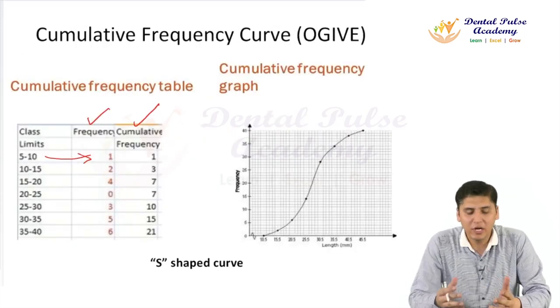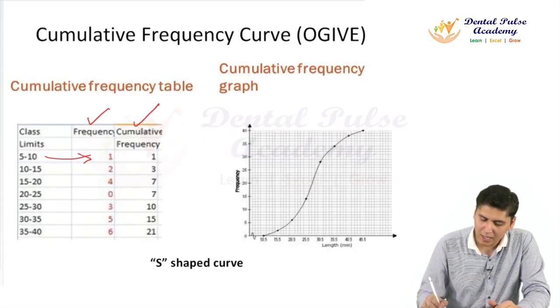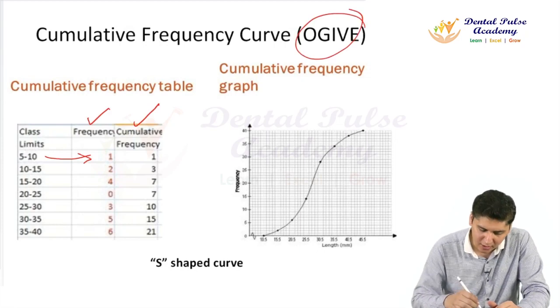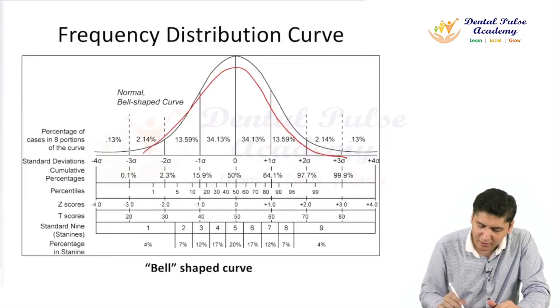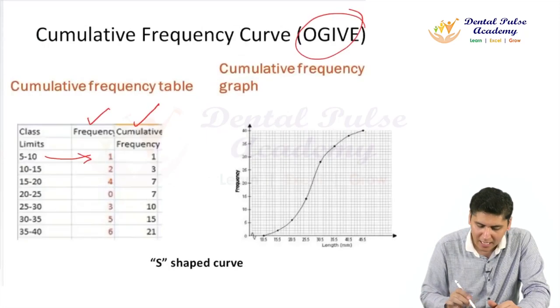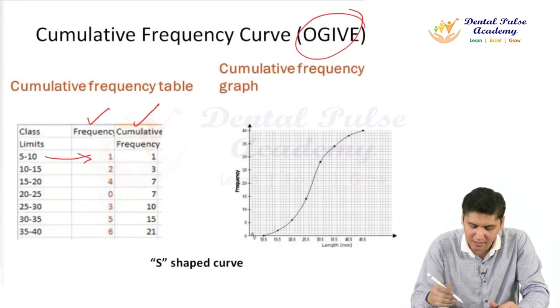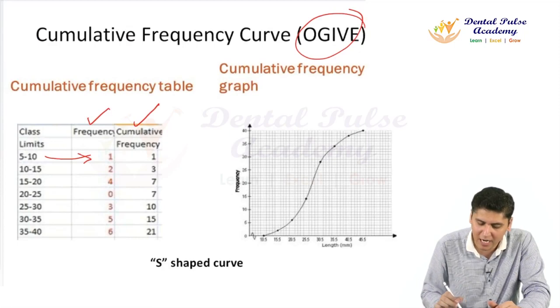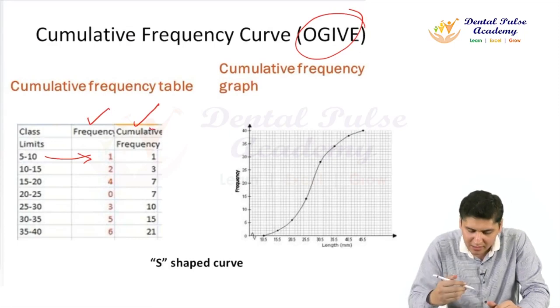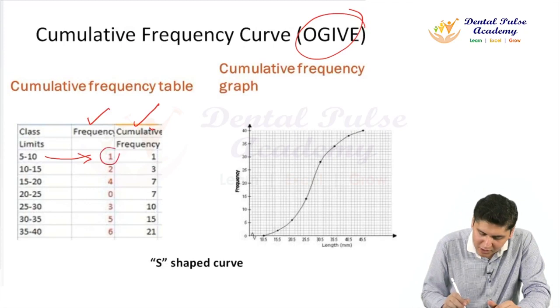Next is the cumulative frequency curve, also called an ogive. Now if you see here, there's a difference between a frequency distribution curve and a cumulative frequency distribution curve. If you want to know the difference, you must first understand the difference between frequency and cumulative frequency. Frequency is just the number of individuals per class, and cumulative frequency is the number of individuals with every added class.